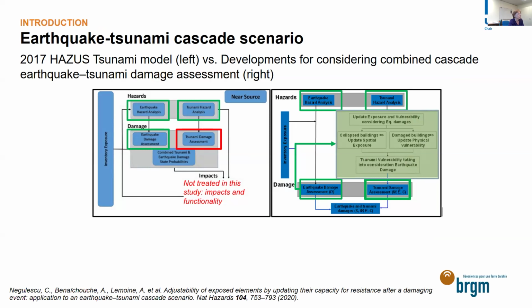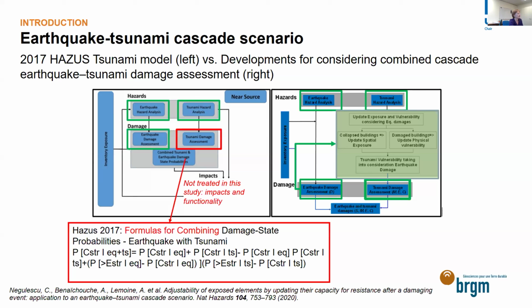We have here two different approaches that we try to compare in our study. The one on the left is the HAZUS tsunami model, and we see that they are doing two parallel calculations and summing the probabilities at the end. They are doing earthquake hazard analysis, considering inventory of exposure and vulnerability, and then they have earthquake damage assessment. And in parallel, they have tsunami hazard analysis and tsunami damage assessment. And then they are using a formula for combining damage state probabilities from earthquake and tsunami.